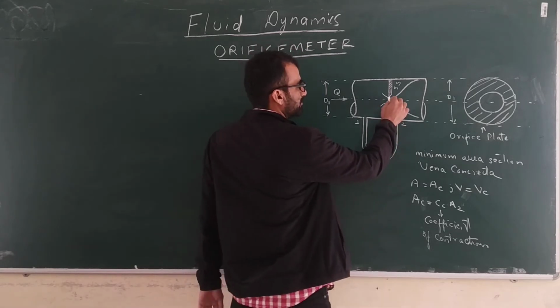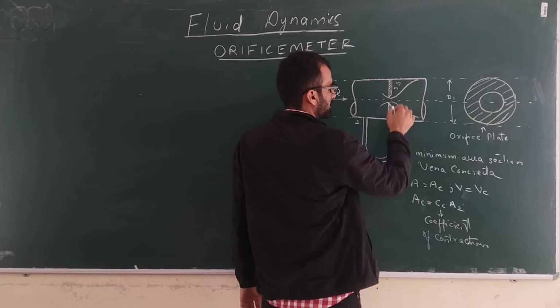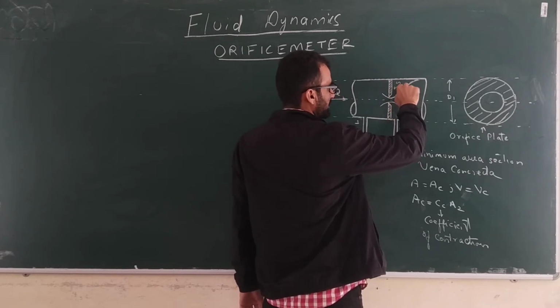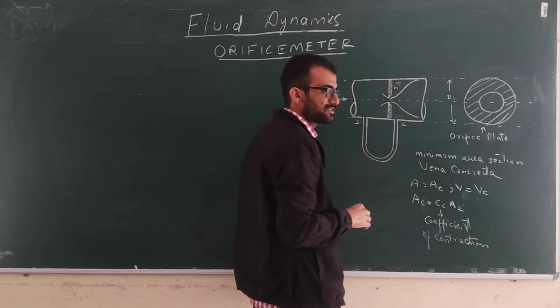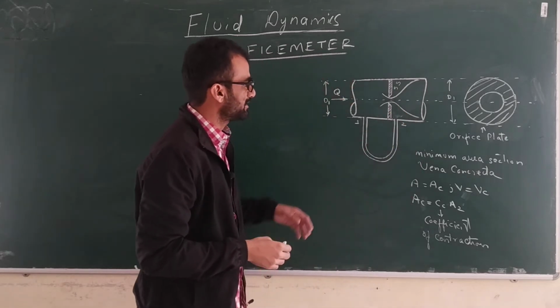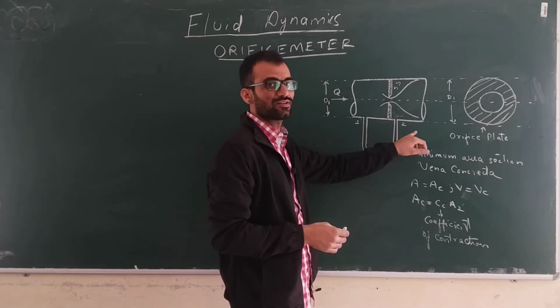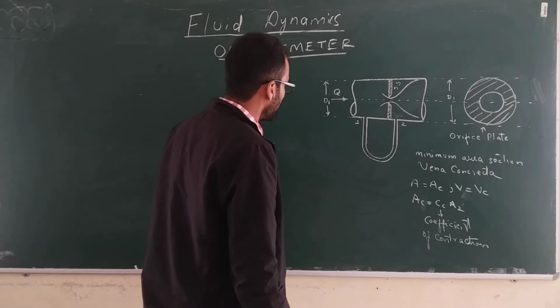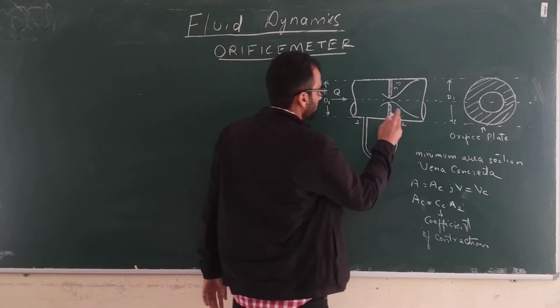Now see here, when the flow passes through an orifice meter, flow will separate here. This flow separation will cause eddies, and because of these eddies there is a higher loss of energy, and that's why the head loss across the orifice meter is very high. Fine, that we will discuss later. Now first we will derive the equation for the discharge through this orifice meter.